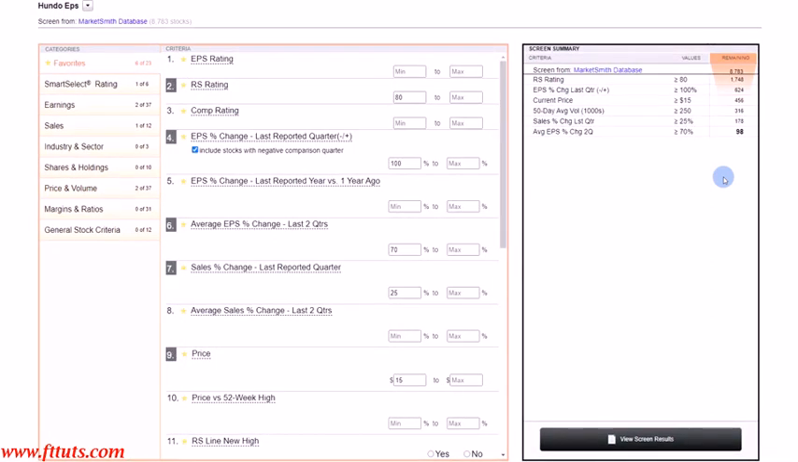I call this Hundo EPS. Basically, I'm looking for stocks that have at least 100% earnings growth this quarter over last year's quarter. And you want to have some kind of sales growth as well. I never want to see huge earnings per share growth without sales growth.